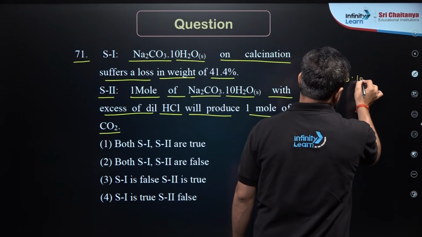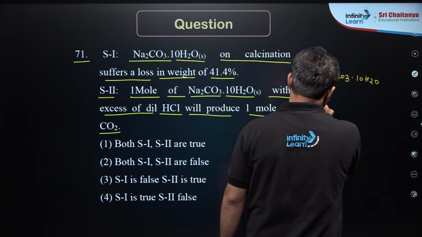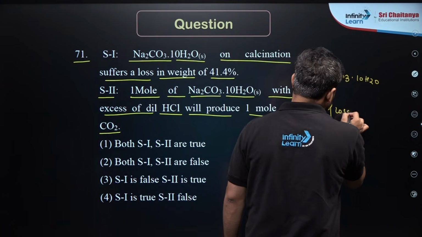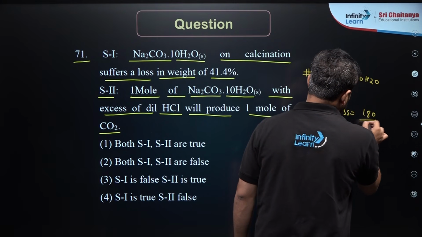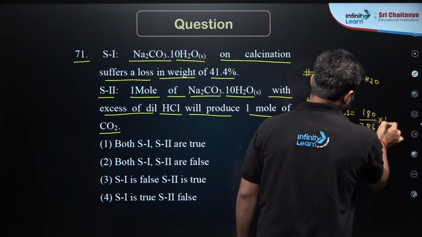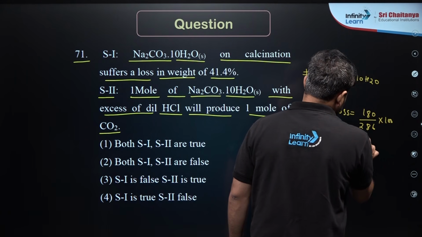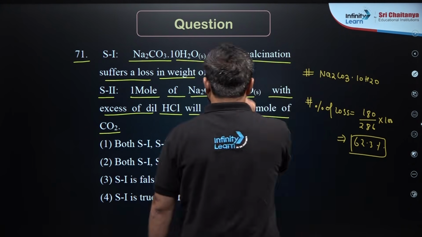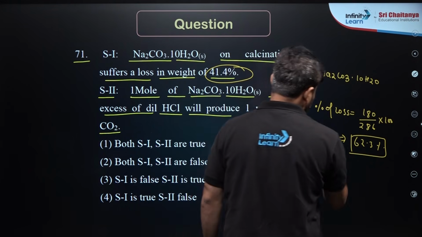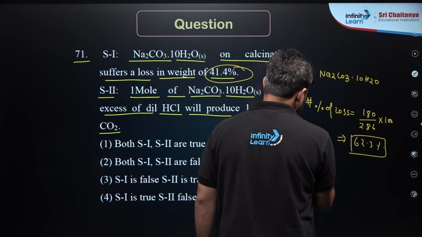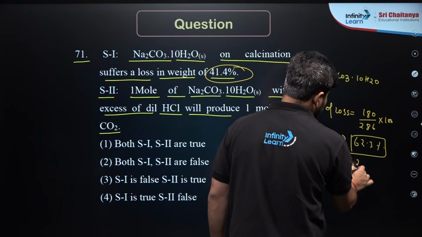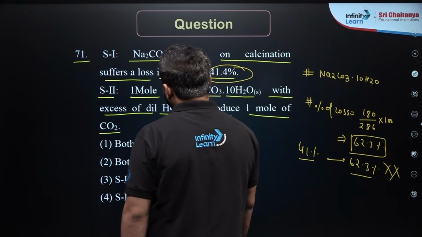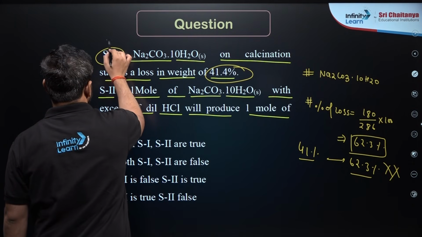So here, if we are calculating the molar mass of Na2CO3.10H2O, what we are getting is the overall percent of loss. Firstly we have to check the percent of loss. So 180 by 286 multiplied by 100, and we get nearly 62.3%. Here they are giving the loss percent as 41%, and we are getting 62.3%, which is not equal. So the first statement is basically incorrect.